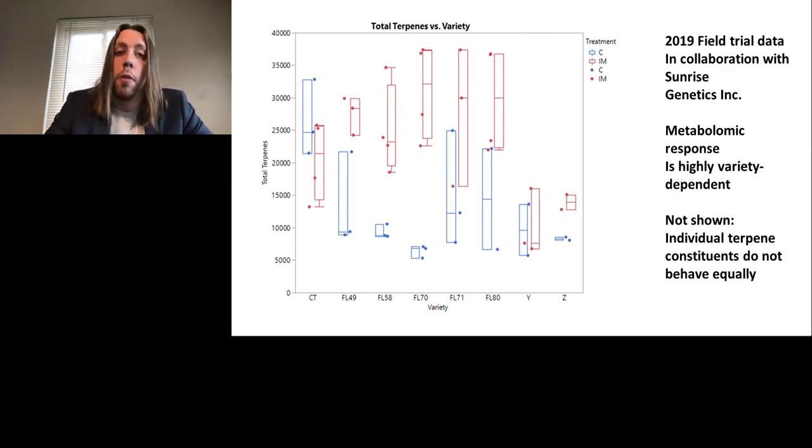of total terpenes, but if you break this down into individual terpene constituents, so major and minor terpenes, we actually had massively different responses, even between varieties and especially between types of metabolites that we were looking at. So monoterpenes versus sesquiterpenes, etc., all responded very differently.